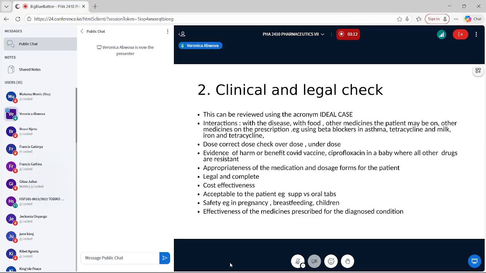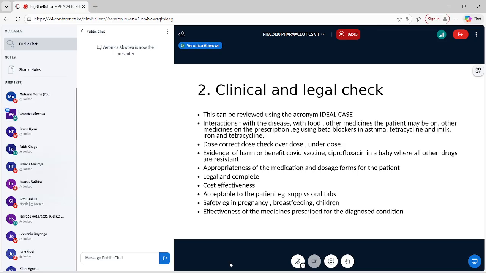Bruce Njeru, unmute and talk to us. I will advise the patient against taking tetracyclines with milk because it will form complexes which will not be absorbed. So I'll just tell the patient, while you're taking doxycycline, do not drink milk. Okay, yes, that's correct.